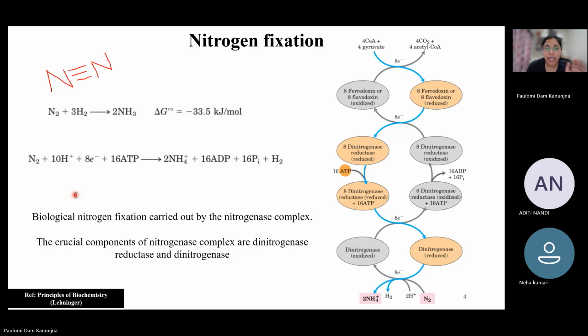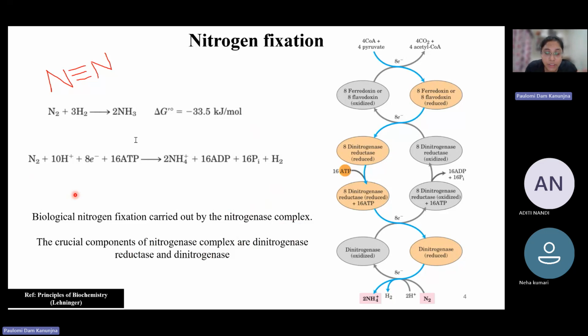Now, if you look into the notes for dinitrogenase reductase and dinitrogenase, you will see that each of them has its own structural component. One has a 4Fe-4S center, one is a homodimer, but what is important for you to remember is that both of these have redox centers. Both of these have iron sulfur centers, and they make use of these centers for catalyzing the reduction that we look into here. Now, what I will be focusing on is how the stoichiometry is taking place.